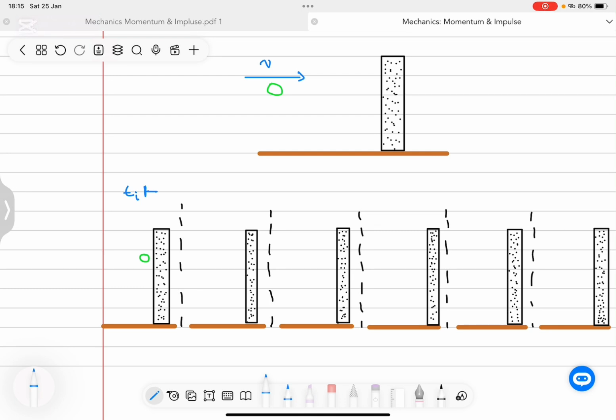And you have to notice that in this first scenario, the force here, I'm going to call it F1, is going to be 0 newtons because the ball is not in contact with the wall. The collision hasn't started yet.